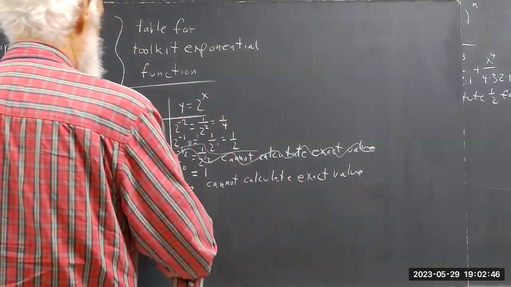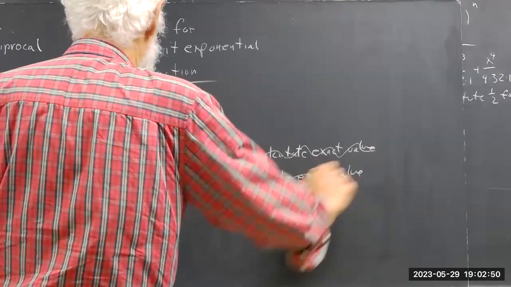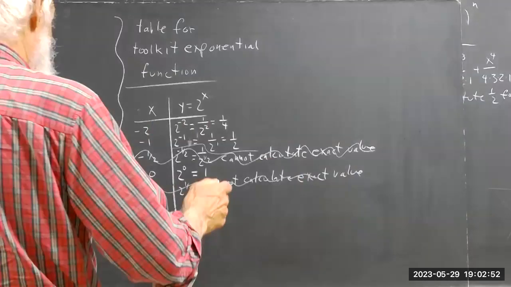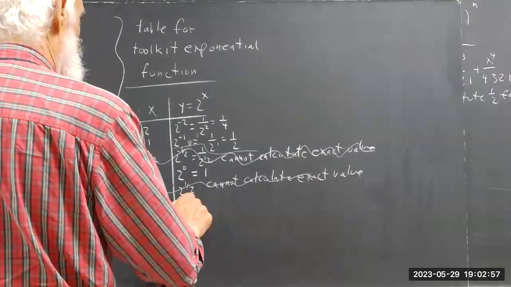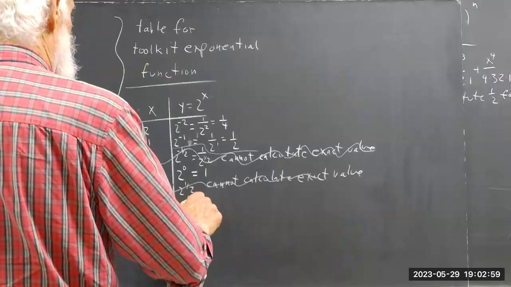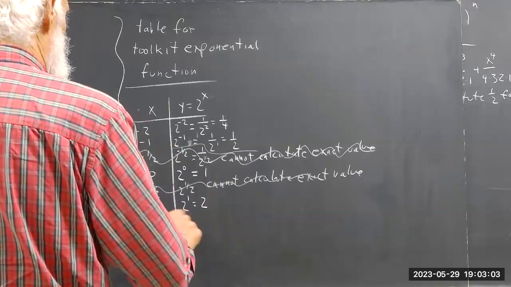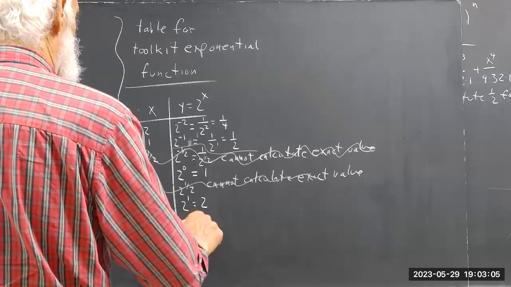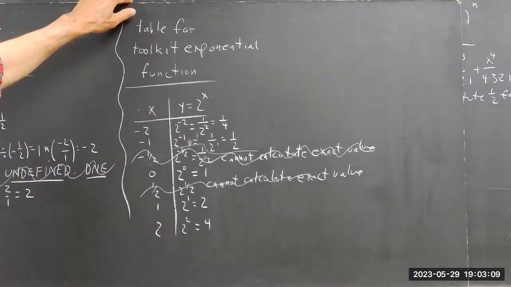Can't calculate the exact value, so we don't use it. Fortunately, as I said before, we don't need it. This function is very easy to graph. You get a very smooth graph. Okay, if x equals 1, we're going to get 2 to the 1, which is 2. If x equals 2, we get 2 to the 2nd power, which makes 4. So there's our table.